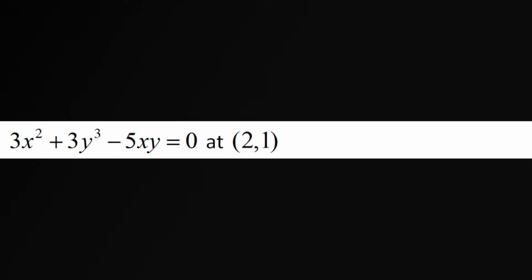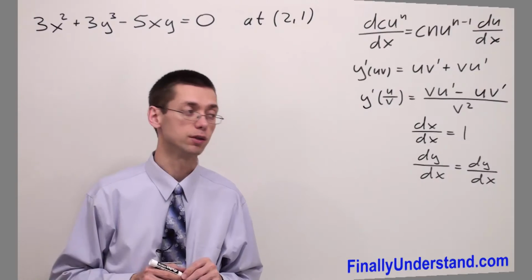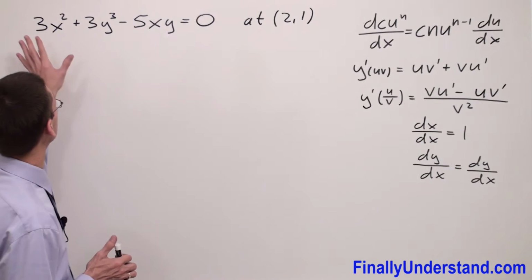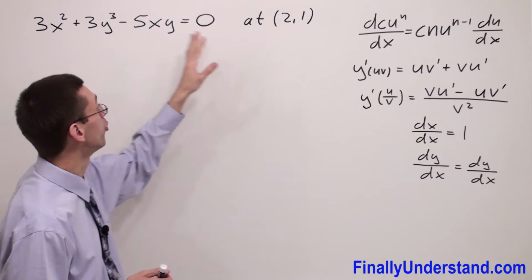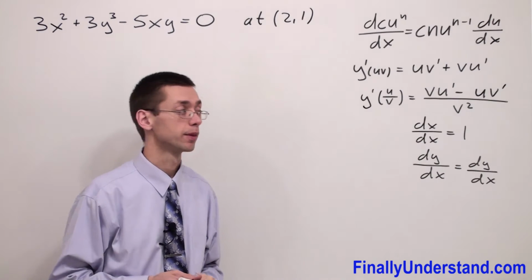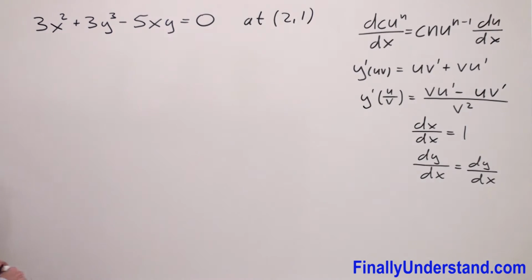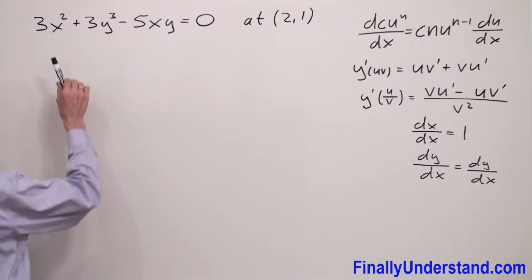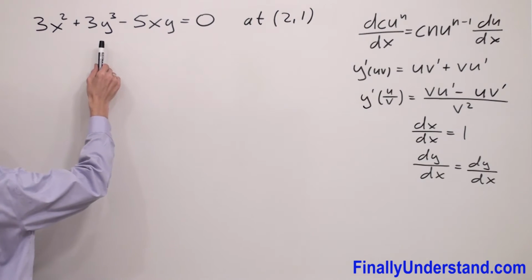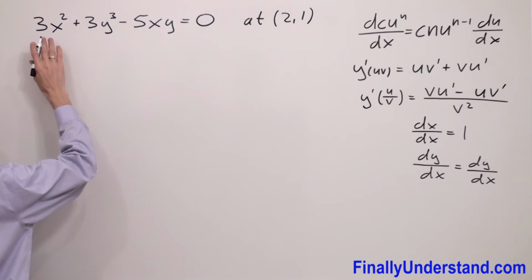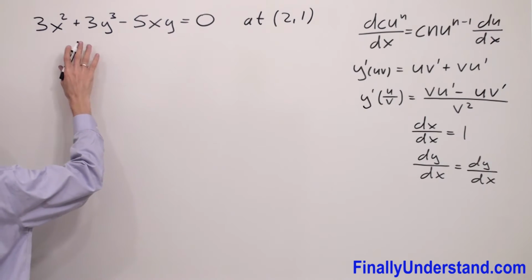We have another example on the board. Again, we're supposed to find the slope of the tangent to the given curve at point (2, 1). Okay, so what we're supposed to do is find the derivative of this implicit relation. So we have to take the derivative of every single term.